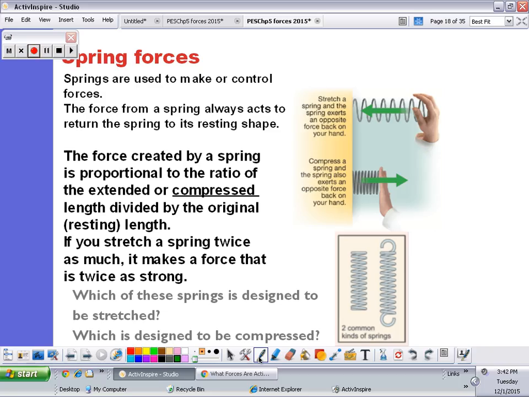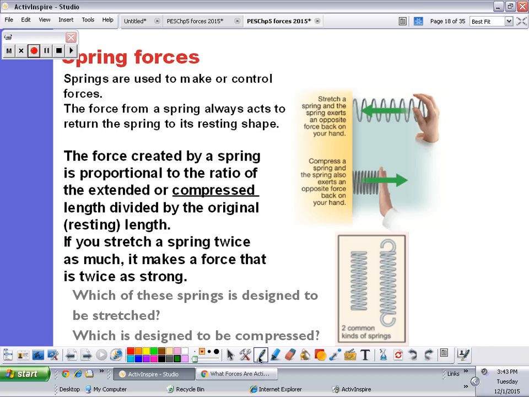So you are using this force and may not even realize it. The force created by a spring is proportional to the ratio of the extended or compressed length divided by the original resting length. We're not going to calculate that. Just know that the size of the spring and the compression of the spring will result in the type of force that you get. So if you stretch a spring twice as much, it makes a force that is twice as strong. Think about a rubber band even, like you pull it farther, you're going to get a harder snap. That's exactly what they're talking about.